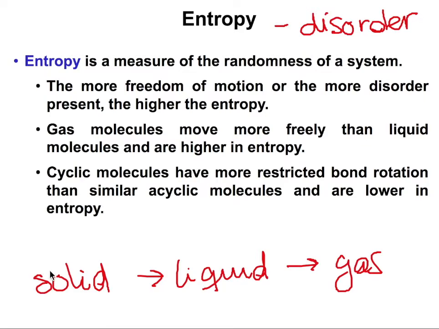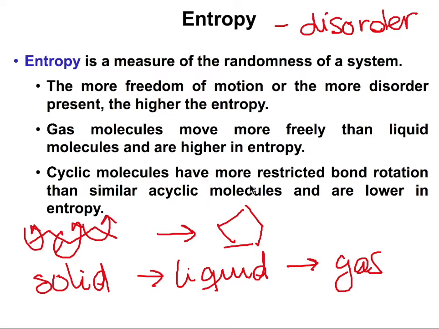Then we also can talk about cyclic molecules. So when a molecule is in an open chain, it's more disorganized, but when the molecule cyclizes, it has less movement, and so then the entropy diminishes, right? So here the entropy goes down because we are going from an open chain and all these bonds can rotate, right? They are all single bonds, so they can all rotate. But here you limit that movement by locking it into a cycle.